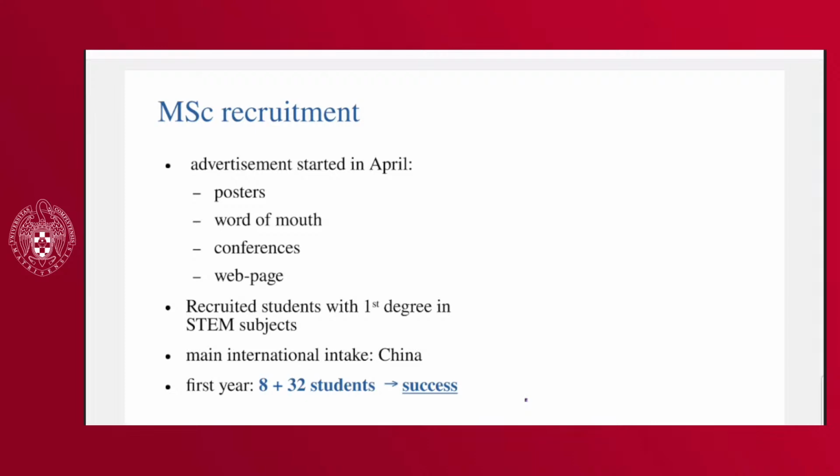We announced it at practically every conference that we attended. Our marketing guys have an annual trip to China and to India, so really a big advertisement drive, university webpage, etc. We targeted primarily students with a first degree in STEM subjects, so science, technology, engineering, maths. Our main international intake was indeed from China. So we had 32 international students, with 30 of them coming from China, and we had 8 national students.